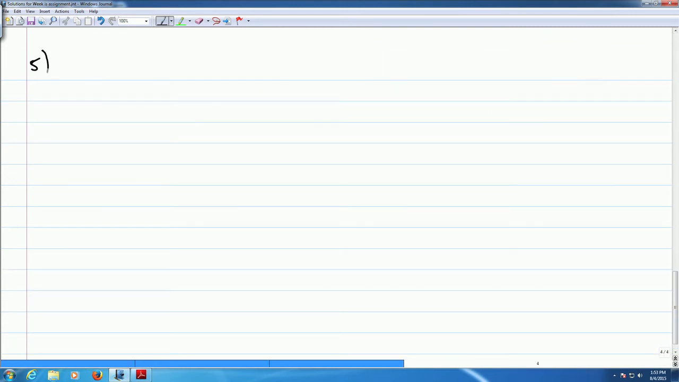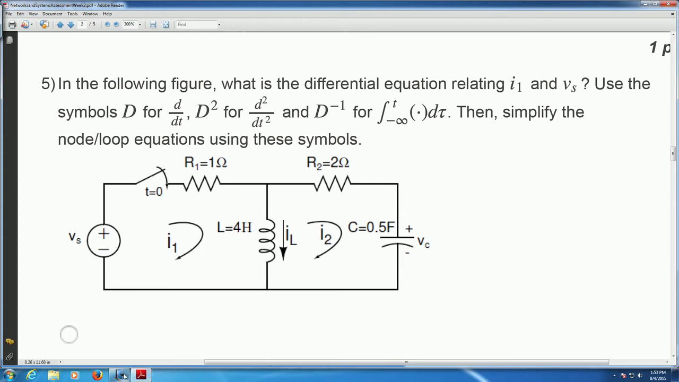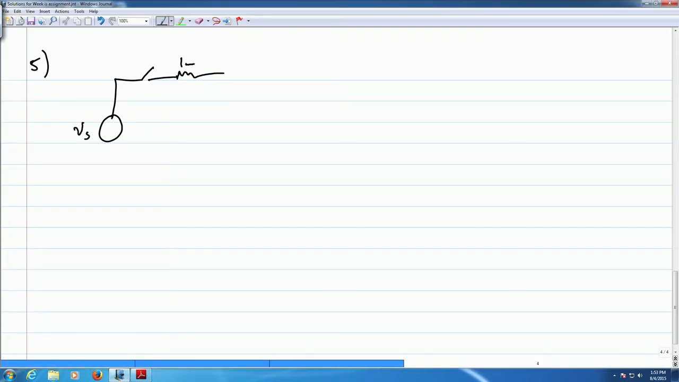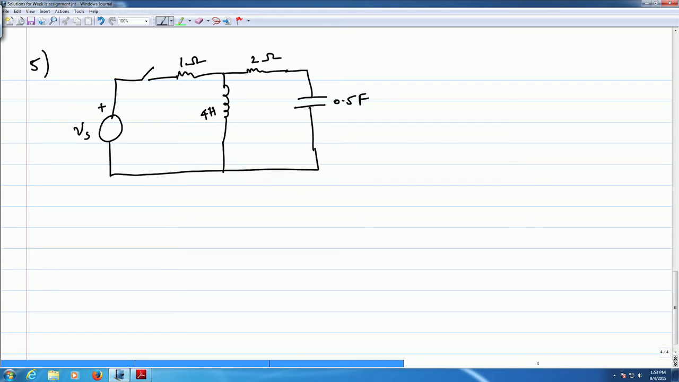So, this is question number 5. You have a voltage source Vs, and there is a switch. There is a 1 ohm resistance, and there is a 4 Henry inductance, and a 2 ohm resistance, and a 0.5 farad capacitance. And this is Vs, and the current in the first loop is I1, the current in the second loop is denoted I2, and you have to find a differential equation relating I1 and Vs.